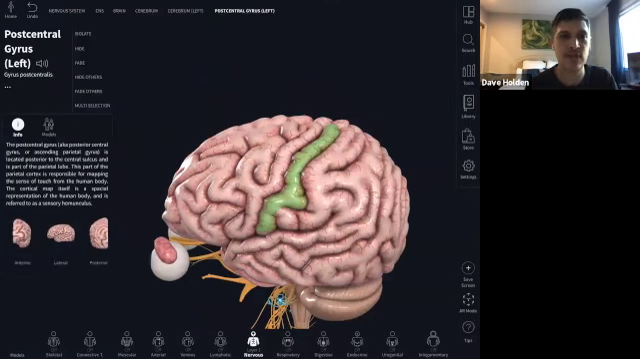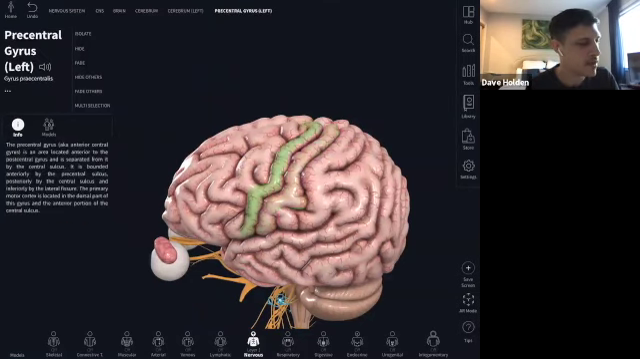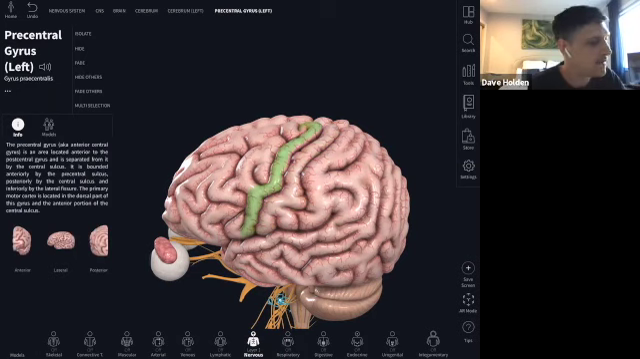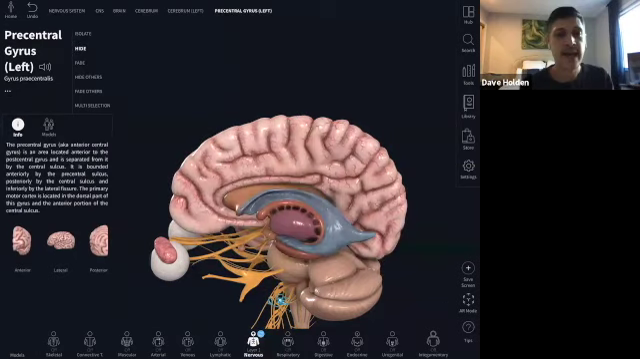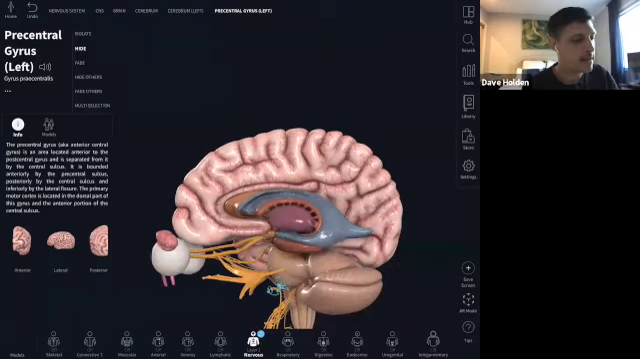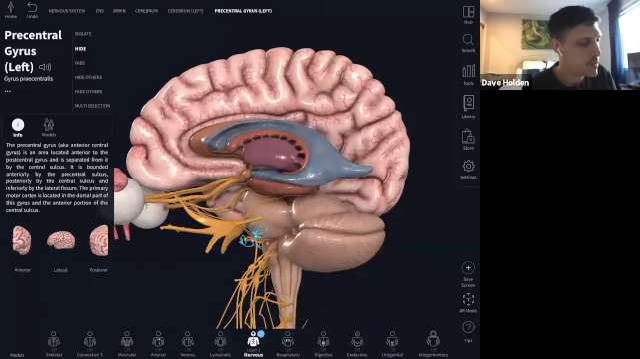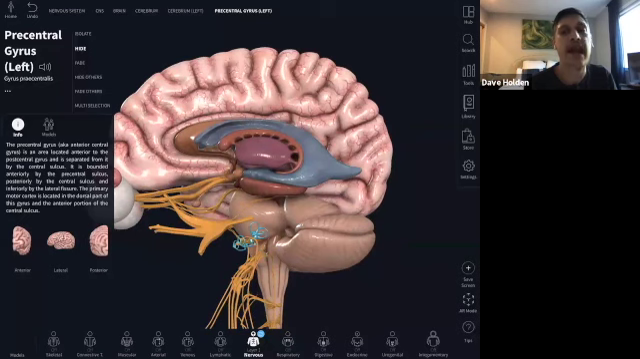Oh, there's the post-central gyrus and the pre-central gyrus. Isn't that fun? So when we take away the entire hemisphere, then we start to see the really gnarly stuff going on inside the brain. And again, what I want to pull your attention to is the most basic and the most ancient and the most rudimentary functions, like breathing and heart rate.